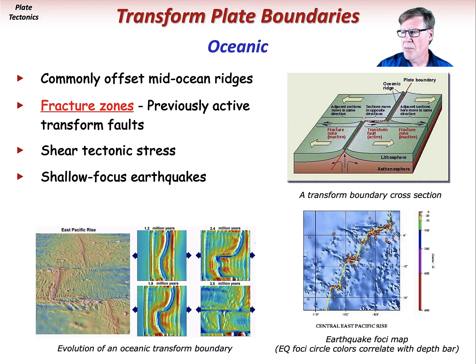So this is a map of the East Pacific Rise, and it shows the transform segments are very active with shallow focus earthquake activity. There's very little volcanism taking place along these transform boundaries. The volcanism really is occurring along the mid-ocean ridge segment. So in this block diagram right here and here. But along the transform fault or even the fracture zone, there's very little in the way of any kind of volcanism.